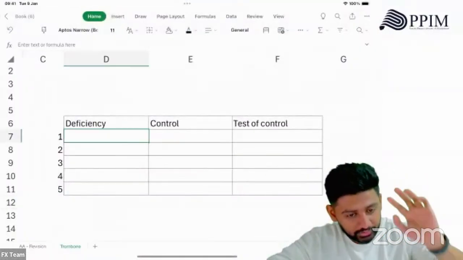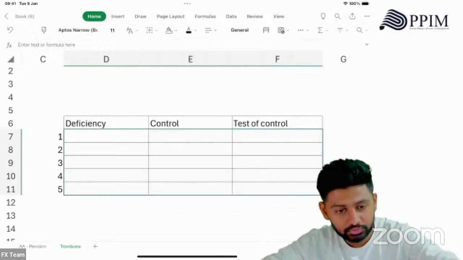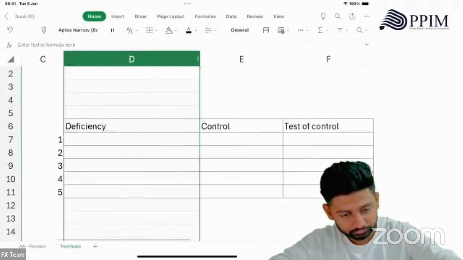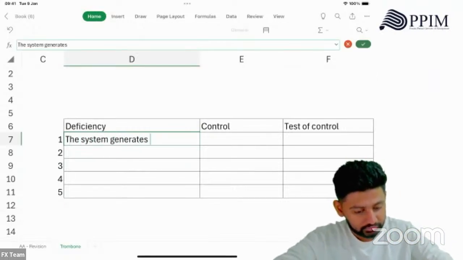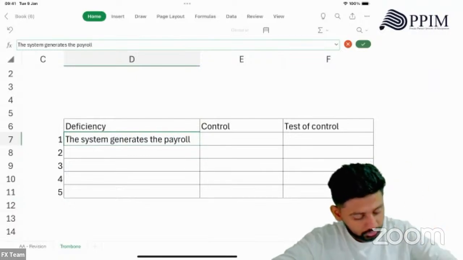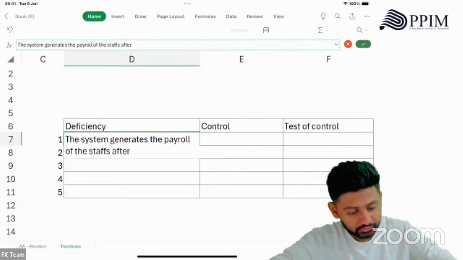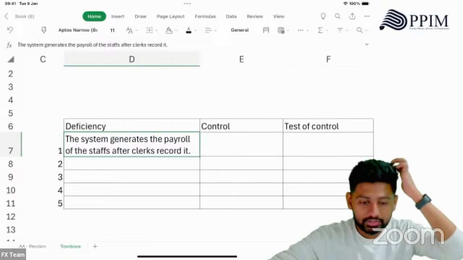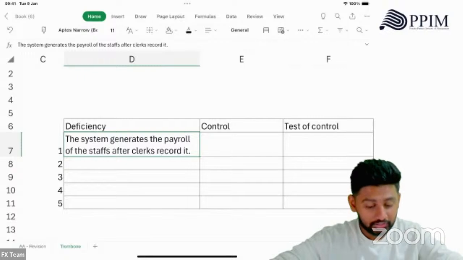Now, see how I'm going to write my answers. Okay. Now, I want you to observe this so that you're very confident in the exam. The system generates the payroll of the staff after clerks record it. Correct? That is what is happening. Clerks are recording it and the system is generating the payroll. Correct? Yes or no?